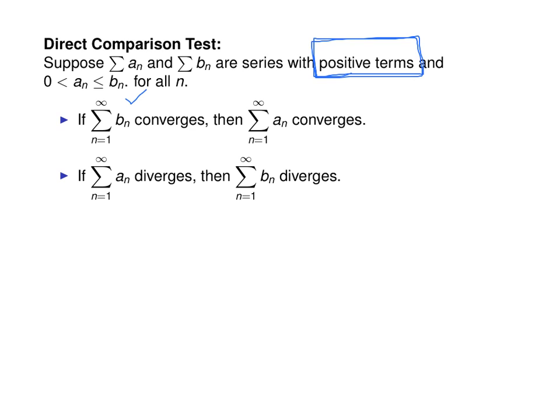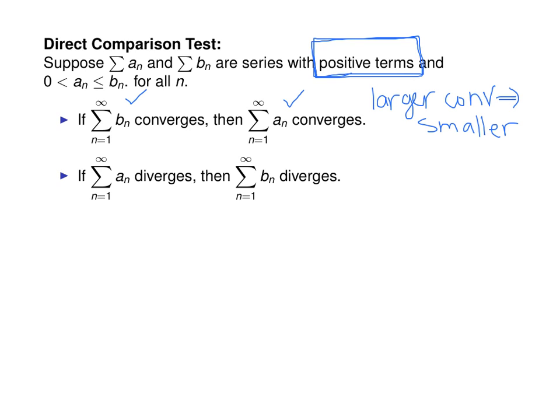Now the first part of the comparison test says that if the series of B sub n's converge, then so does A sub n's. And you can think about it in the fact that B sub n is above A sub n, and so if the larger series converges, the smaller one has to also. So if the larger converges, so does the smaller.